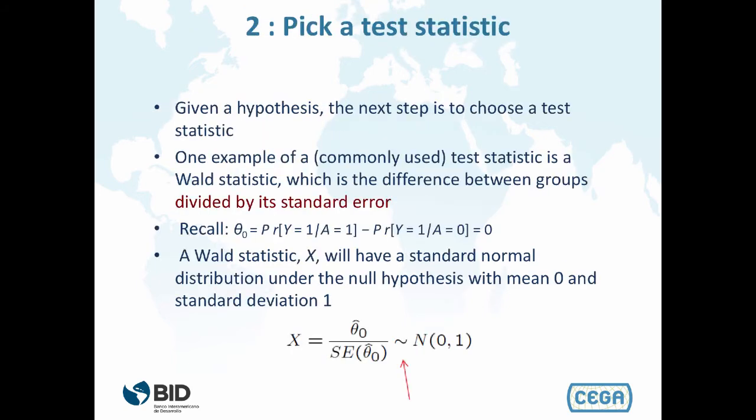So now what we need to do is pick a test statistic. Given a specific hypothesis, we're going to have to figure out how we test this. An example of a commonly used test statistic is a Wald statistic, which is the difference between the two group means divided by its standard error. A Wald statistic will have a standard normal distribution under the null hypothesis with mean 0 and standard deviation 1.